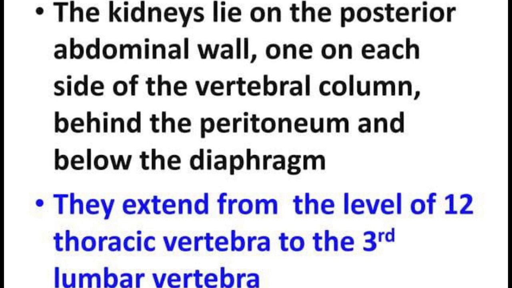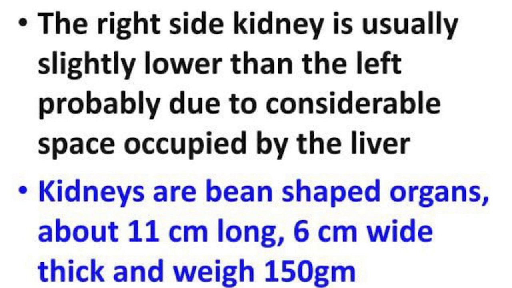The kidney lies in the posterior abdominal wall. It extends along the vertebral column below the diaphragm, from the 12th thoracic vertebra to the lumbar vertebra. The right kidney is usually slightly lower than the left kidney, as it is occupied by the liver.